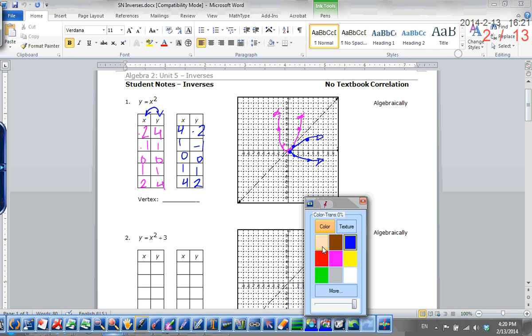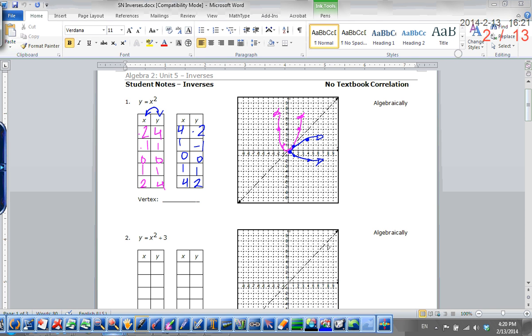The main thing I want to spend some time doing is, yes, tables are important. Yes, reflecting across the line y equals x, that's important too. That's how you tell something's an inverse graphically. But lastly, algebraically. The first thing we do, once again, we switch x and y. Then I got to solve for y. That's how we graph everything, solve for y.